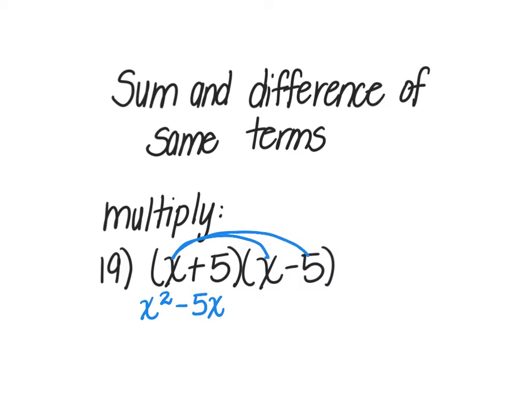Now I'm going to distribute the positive 5. 5 times x is a positive 5x. And 5 times negative 5 is negative 25. And when I go to combine my like terms, you'll notice that my middle terms cancel out. Because I have a negative 5 and a positive 5, they zero out. So I don't have any x to the first power terms. I end up with x squared minus 25.